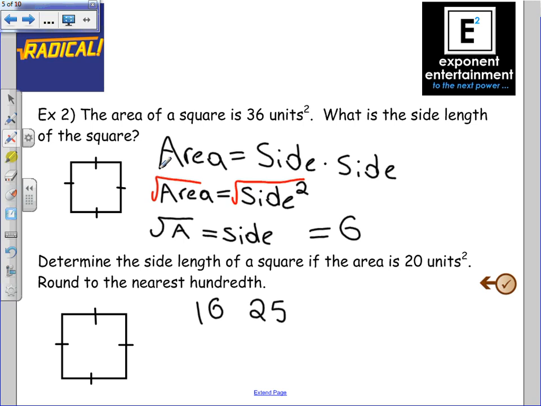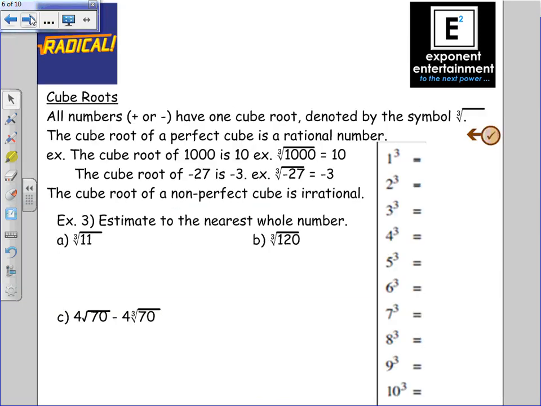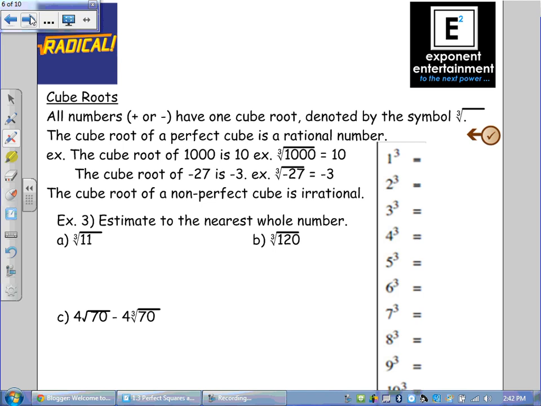Cube roots. We're doing the same thing now, but it's with cubes. On the side, write down, we're going to do a quick chart here. So have your calculators out, fill it out quickly. Do it on your own. Once you do that, use the same techniques we just used to estimate. Examples.